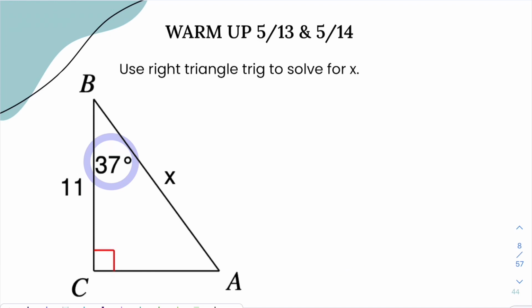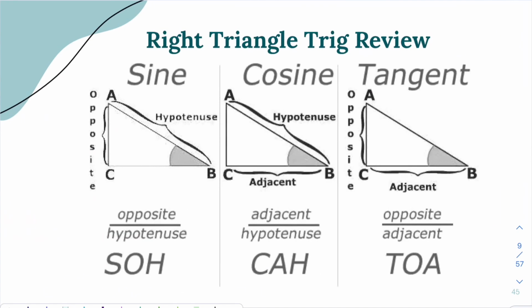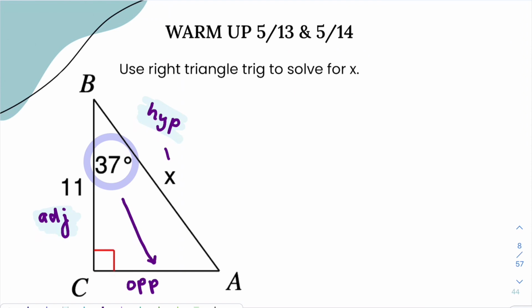So now with respect to this angle, I need to label my sides. Okay, well, x, that's the hypotenuse because the side across from the right angle is always the hypotenuse. The side across from the angle is going to be the opposite side, and then the side touching the angle that isn't the hypotenuse, that's going to be the adjacent side. So we can see that we have adjacent and we're solving for hypotenuse. So we need to choose the trig function that has adjacent and hypotenuse in it, and that is cosine. So that's what we're going to use here.